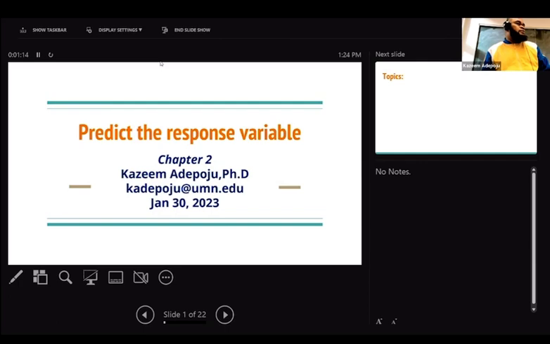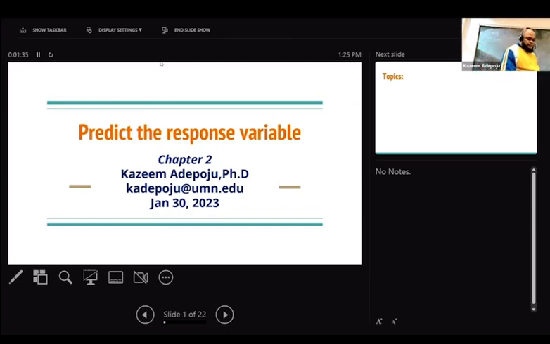Today, we're going to start with what we call predict the response variable. I listed this particular lecture material for last week, but I'm bringing it to this new week because we covered a lot last week.